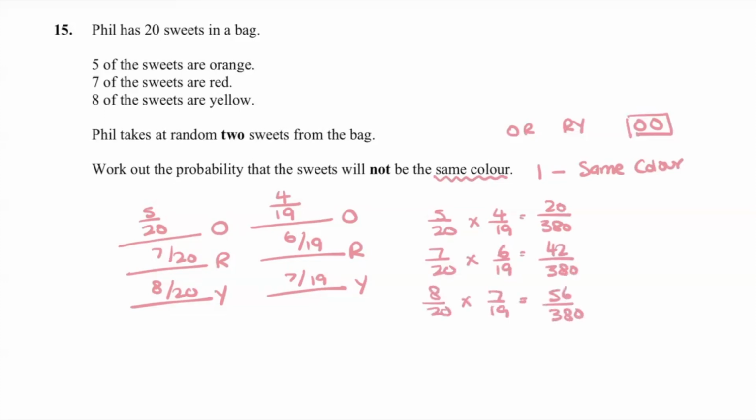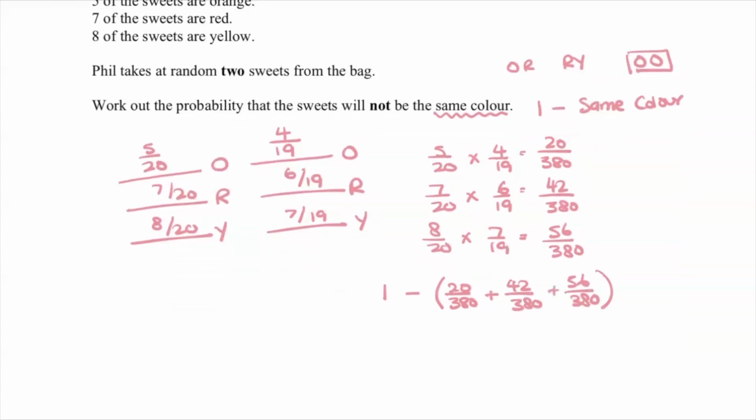Now, I need to do 1 take away all of the fractions that I've just found. Now, I could add those together and then show the examiner that I'm taking away that total, or I can set it out like this. It really doesn't matter. As long as the communication of what you're doing is super clear, your examiner is going to be happy. And the final answer is 262 out of 380. Your calculator might cancel that down. So any equivalent is acceptable. And that is just taking a slightly shorter route to the answer.